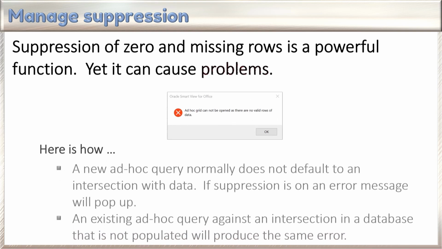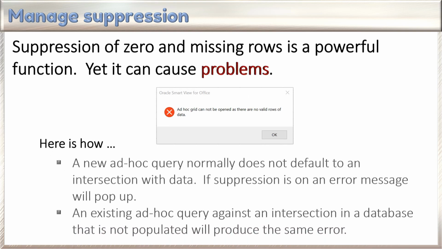Suppression of zero and missing rows is a powerful function, yet it can cause problems. Here's how. A new ad hoc query normally does not default to an intersection that contains data. If suppression is on, an error message will pop up when the query is initiated. An existing ad hoc query against an intersection in a database that is not populated will produce the same error.